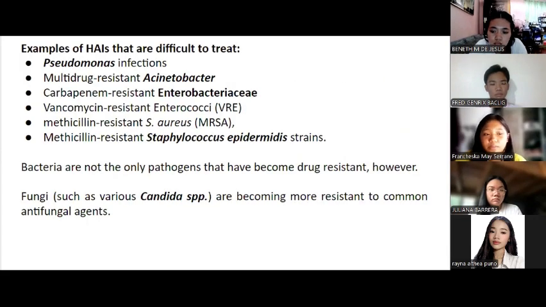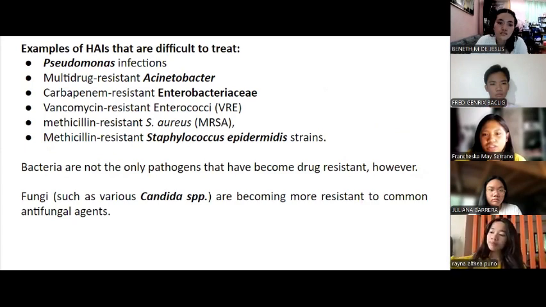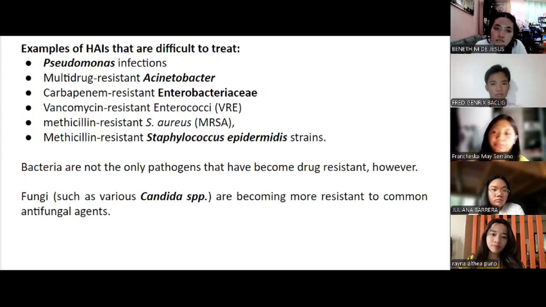Other examples of HAIs that are difficult to treat. They are difficult to treat because these types of pathogens have a protective layer, which makes it harder for antibiotics to penetrate and kill them. First is Pseudomonas infections. They are a highly adaptable bacterium, which is found in the soil and water. Next is multi-drug resistant Acinetobacter. They can survive on surfaces for a long period of time.